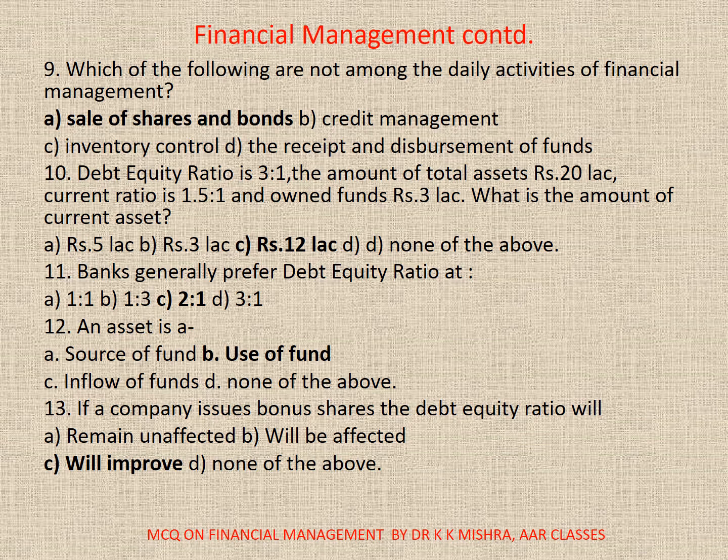11. Banks generally prefer debt equity ratio at, normally it is C, 2:1. 12. An asset is a, correct option is B, use of fund. 13. If a company issues bonus shares, the debt equity ratio will be, correct option is C, will improve.